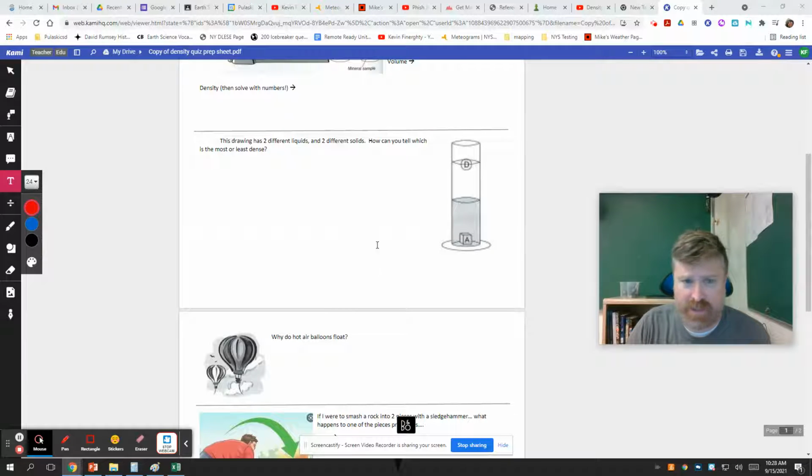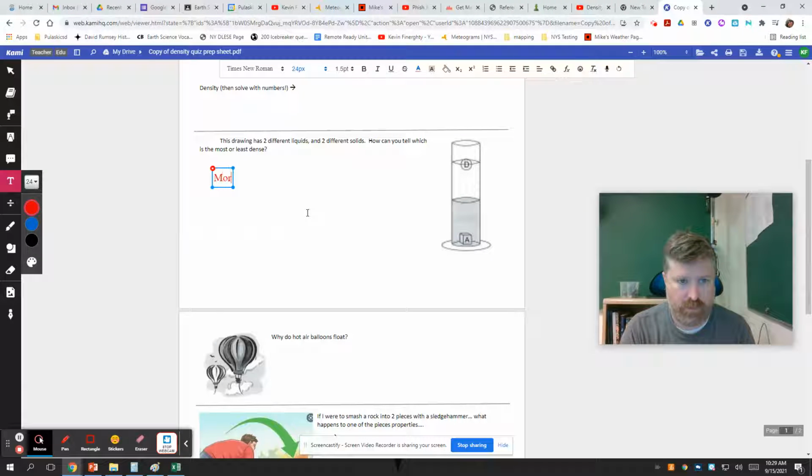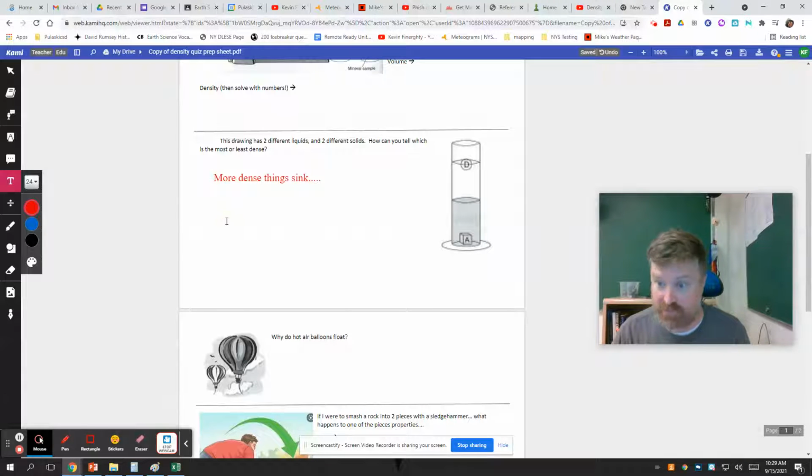How can we do density and tell which is the most and the least? A is the most dense, that solid. It sank all the way to the bottom. This I will write, I suppose. More dense things sink. Absolutely critical to this test and like the rest of Earth science.